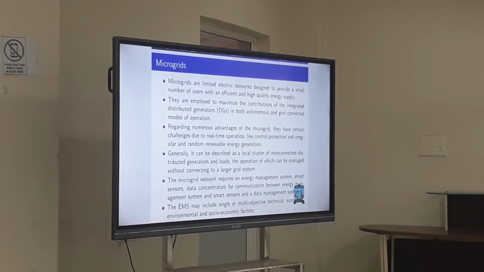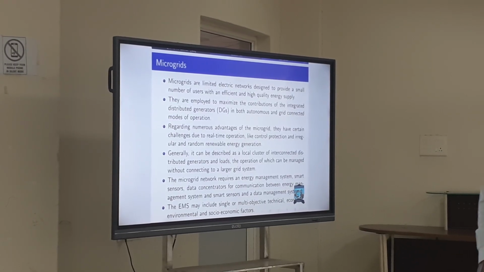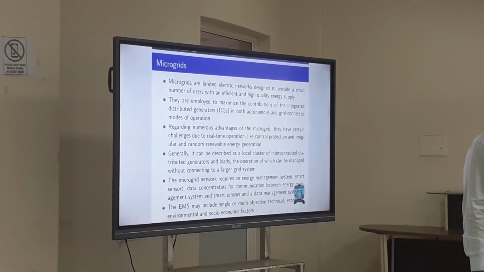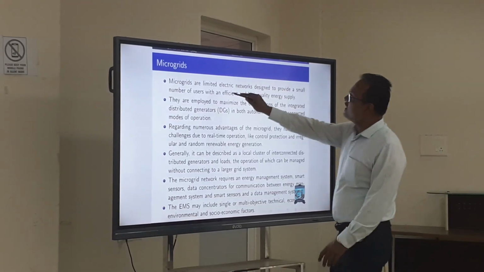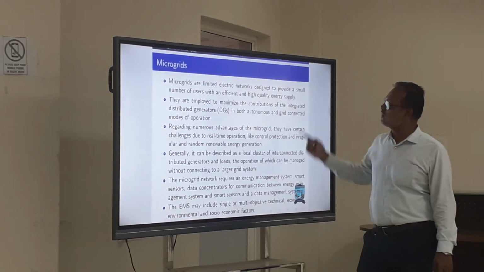Many of the African countries, I have heard, there was a news article that there is a PV based microgrid which is making so much development in a particular region where there is no grid power available. So a microgrid can be made using solar and locally available small hydro and other power systems. But microgrids pose many challenges, like the quality of the power used in the microgrid, which, if inserted into the main grid, might create power issues. Microgrids are limited electric networks designed to provide a small number of users with an efficient and high quality energy supply.